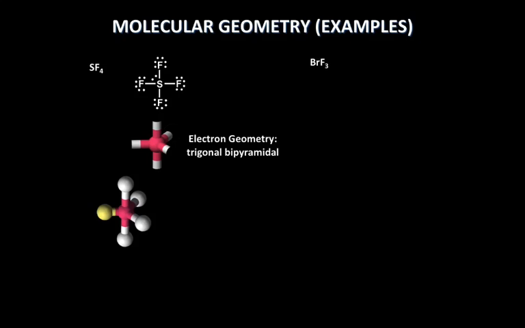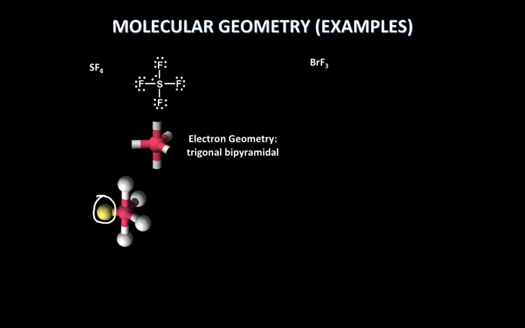We could put the unshared pair in this equatorial position, or we could put it in this axial position. And that decision is based on minimizing repulsions. So if we put the unshared pair of electrons in this equatorial position, that unshared pair of electrons is only at 90 degrees to 2 bonded atoms. We have 2 90-degree repulsions between the unshared pair and the bonded atoms. But if we were to place it in this axial position, now it would be at 90 degrees to 3 groups of electrons. We'd have an extra 90-degree repulsion, which is why that unshared pair of electrons is in that equatorial position.